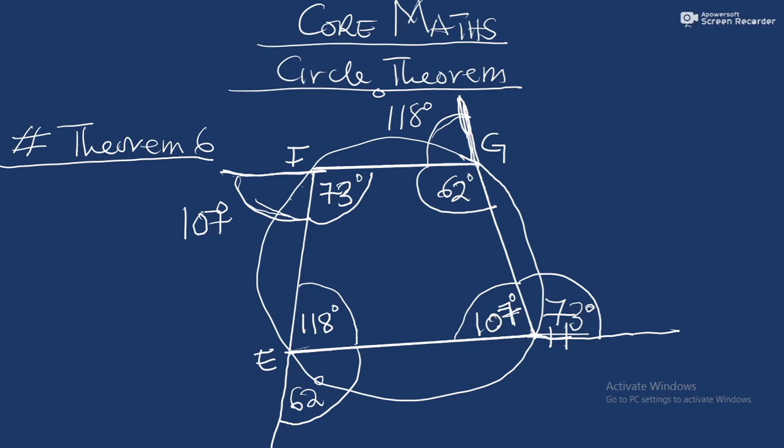So anytime there is an extension to a chord, the angle formed between that extension and the chord is the same as the interior opposite angle. Okay, good. So this is just specific values that we used to understand the concept. So now let's put down the theorem in a general statement.